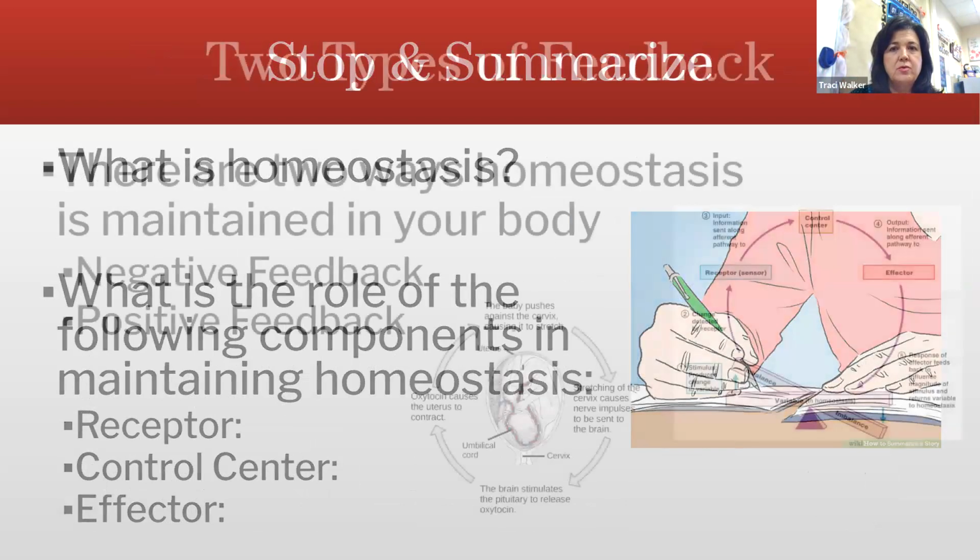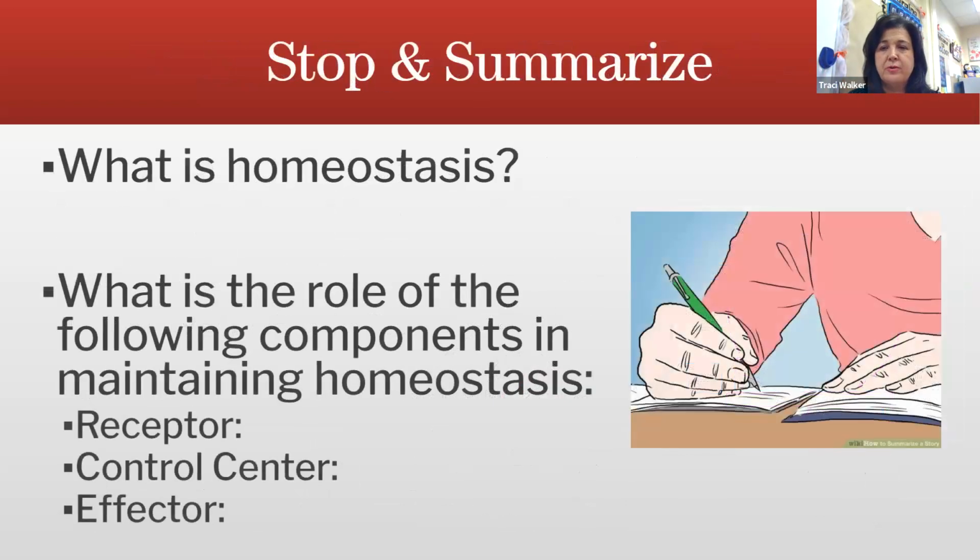Okay, so at this point, it would be a great idea for you to pause the video and just write a few notes. The things that you want to write down to remember are what is homeostasis, and then what is the role of the three components that are involved in maintaining homeostasis: the receptors, the control center, and the effector. So if you need to rewind and take a minute just to let that soak in, write down a few notes.